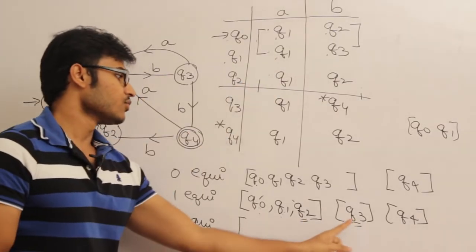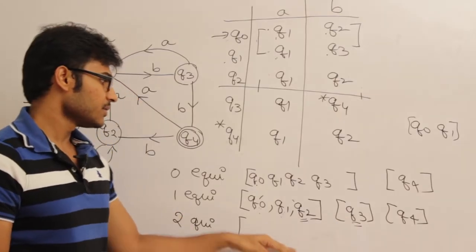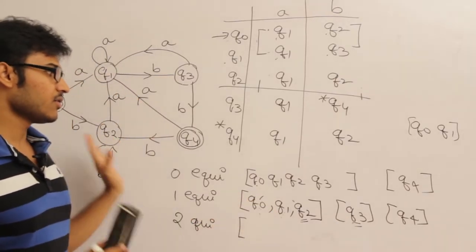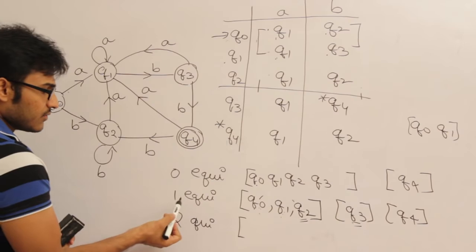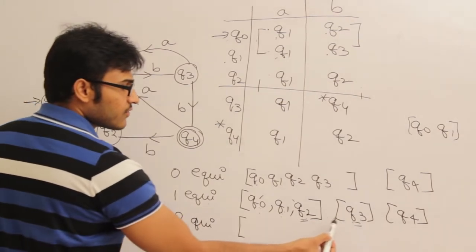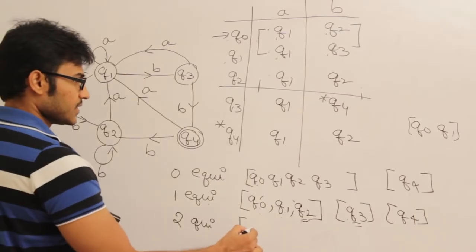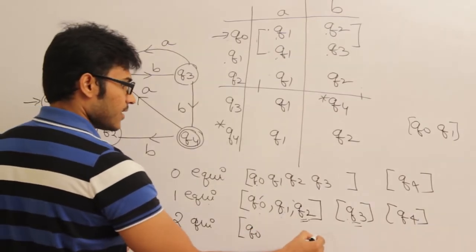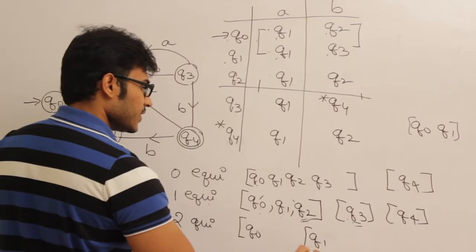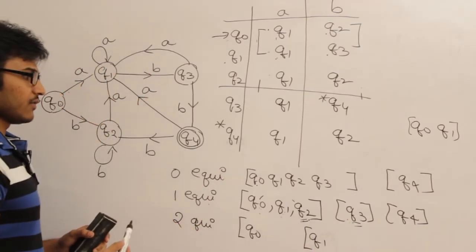Both are in different groups. Whenever they are in different groups in the previous equivalence, in this equivalence they are not equivalent. Which means if in 1 equivalent they go to different groups, then in 2 equivalent they are not equivalent. So Q0 and Q1 are definitely not 2 equivalent.